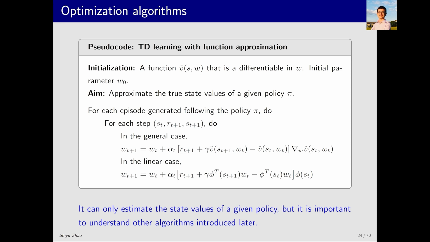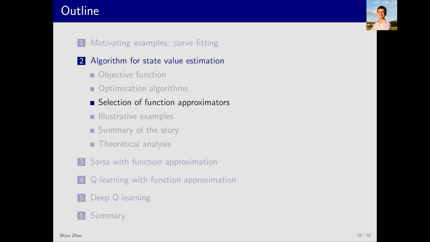What I want to emphasize is that what this optimization algorithm does is estimating the state values of a given policy. Later, we will extend this to estimating the action value and then combining it with policy improvement to develop an algorithm that can search for optimal policies. Anyway, the current algorithm for estimating the state values is crucial as it helps us understand the core ideas of value function methods. Just now, we introduced the objective function and the algorithm to optimize it. Later, I will introduce more examples to help you understand better. Now let me talk a bit more about this function approximator.